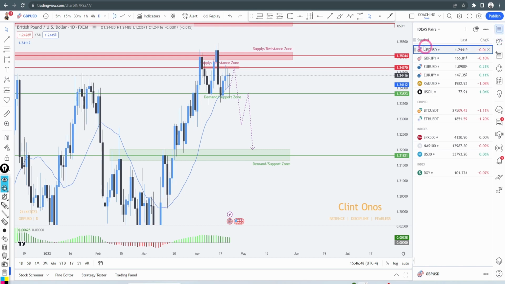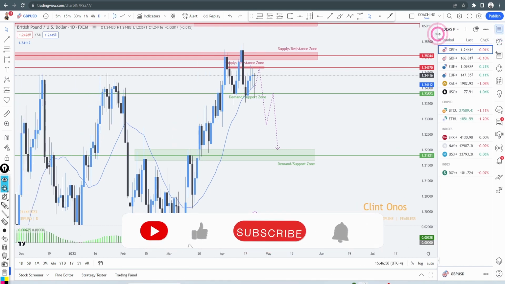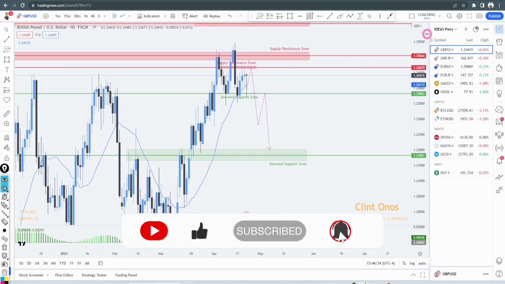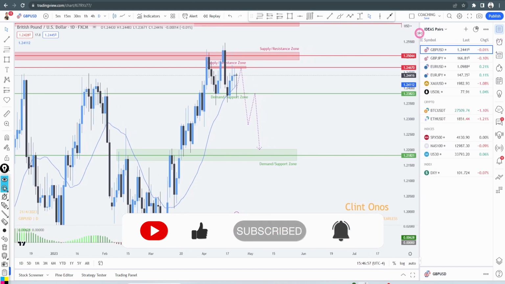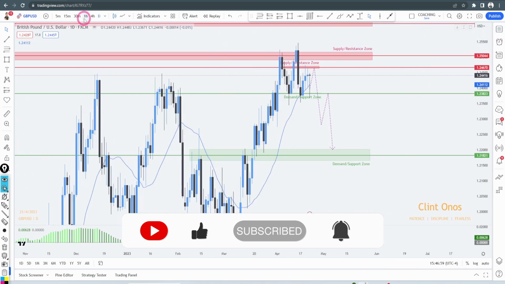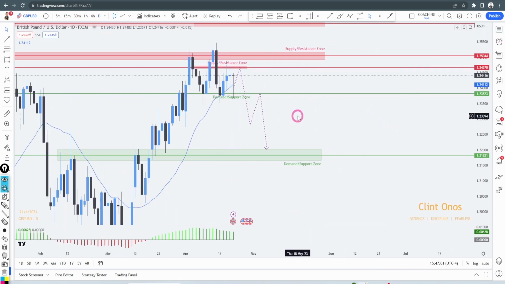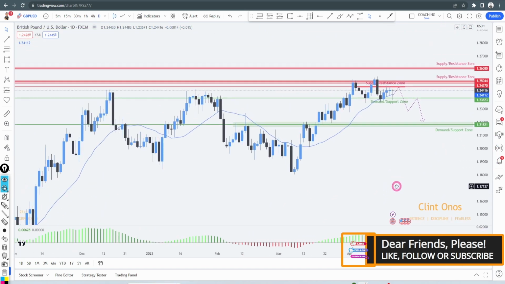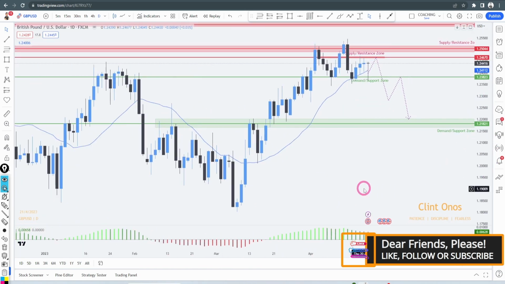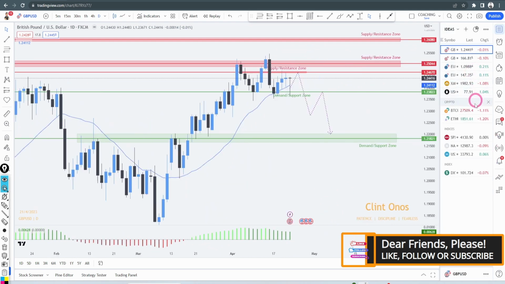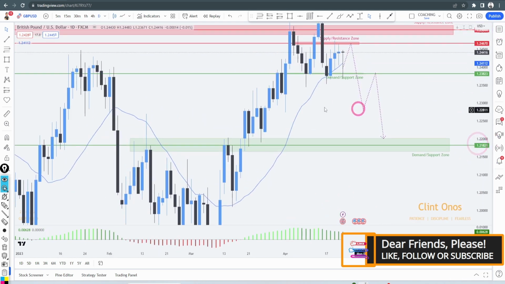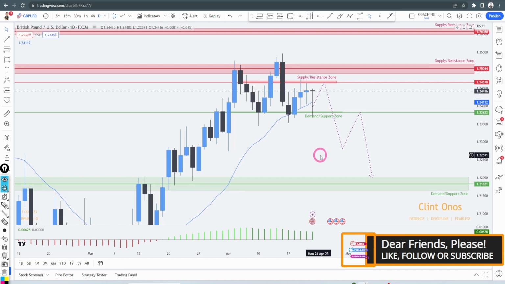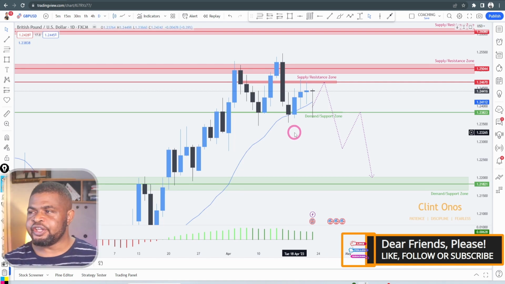So where are we starting from? Let's start with the pound USD. So what's the pound USD doing? We're starting off from the daily time frame, right? I've given my markup already for the analysis, so as we drop down time frames, you have a better understanding of what we are talking about.